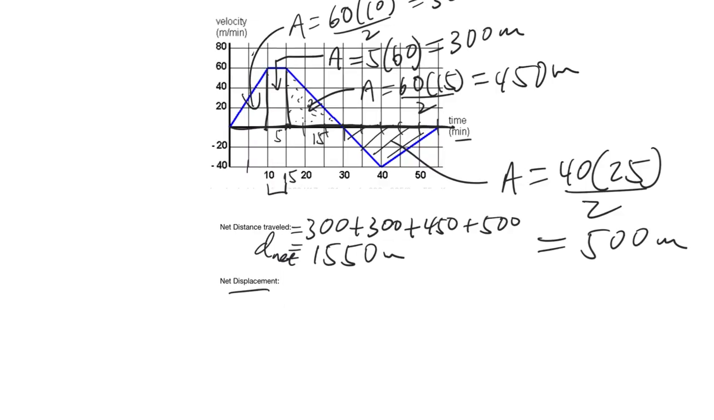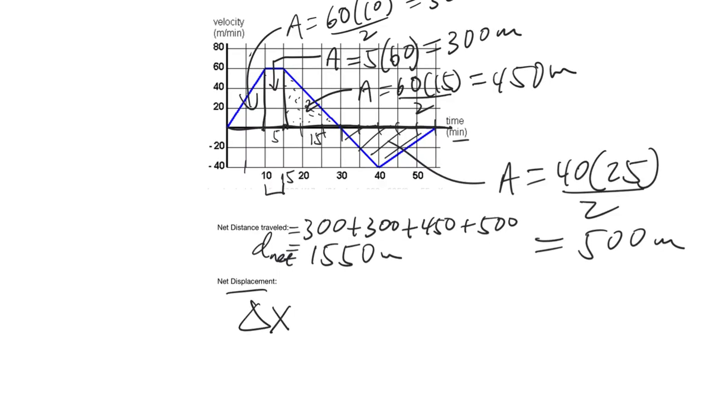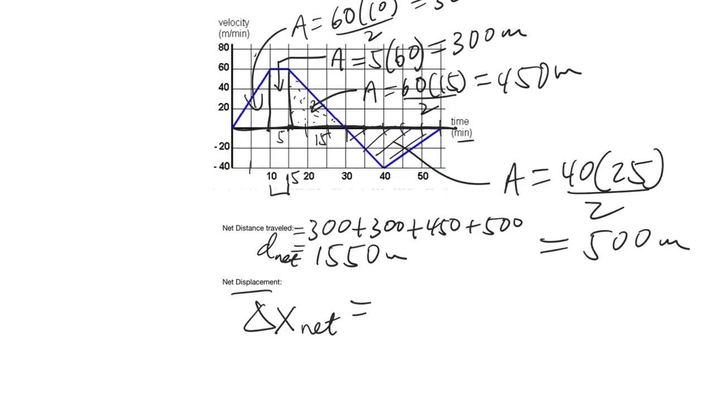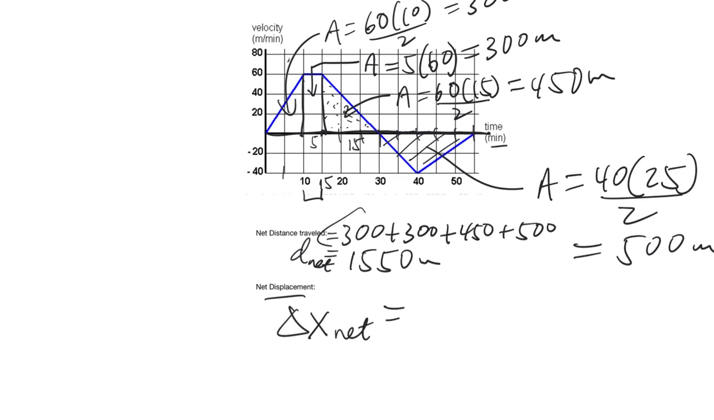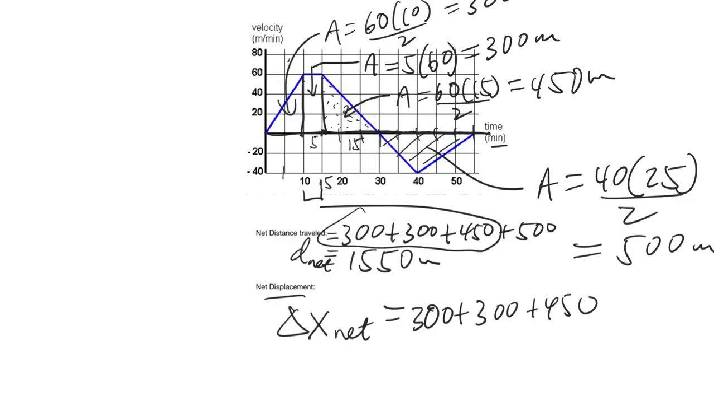Okay, net displacement is equal to all this. But the last one is negative because it's below the x-axis. So that'd be 600. So 1050 minus 500 is 550.